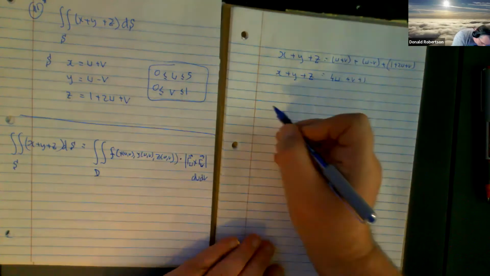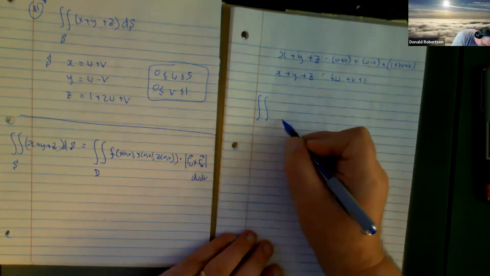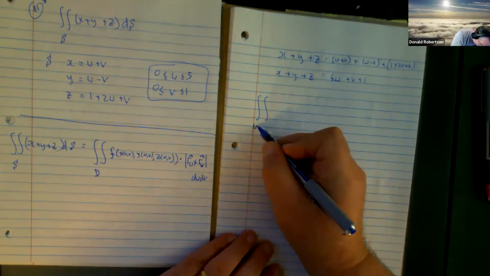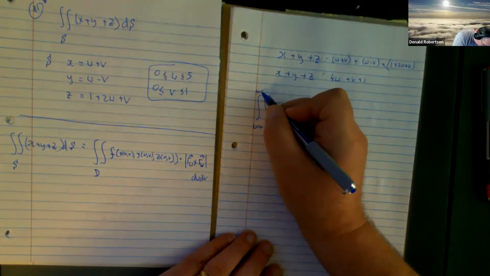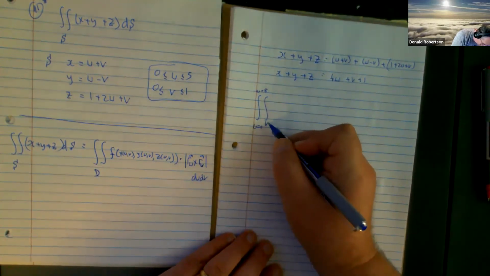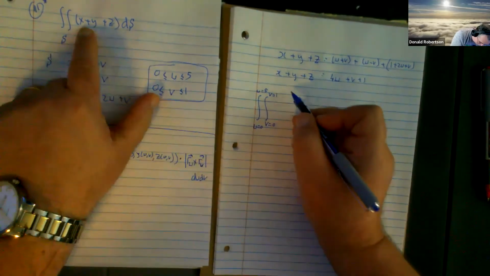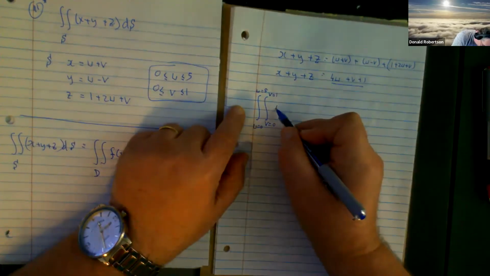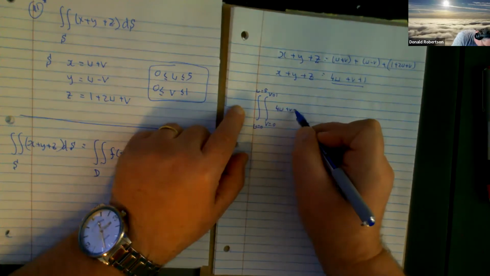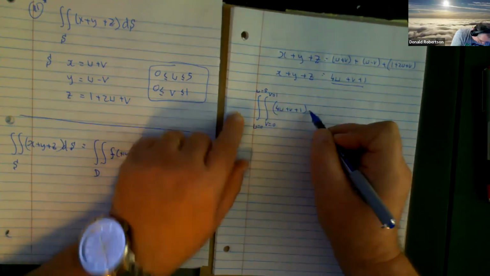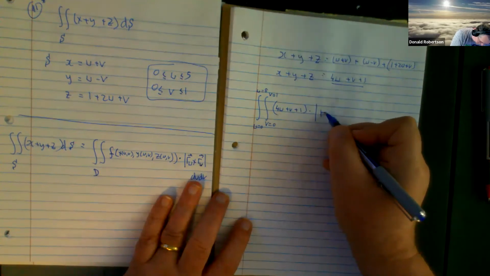So our double integral is going to be from u equals 0 to u equals 5, v equals 0 to v equals 1, the function in terms of u and v, times this fella.